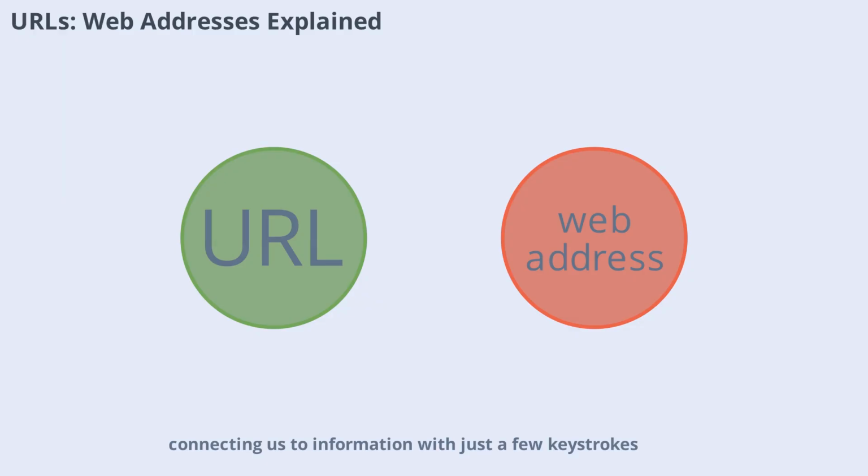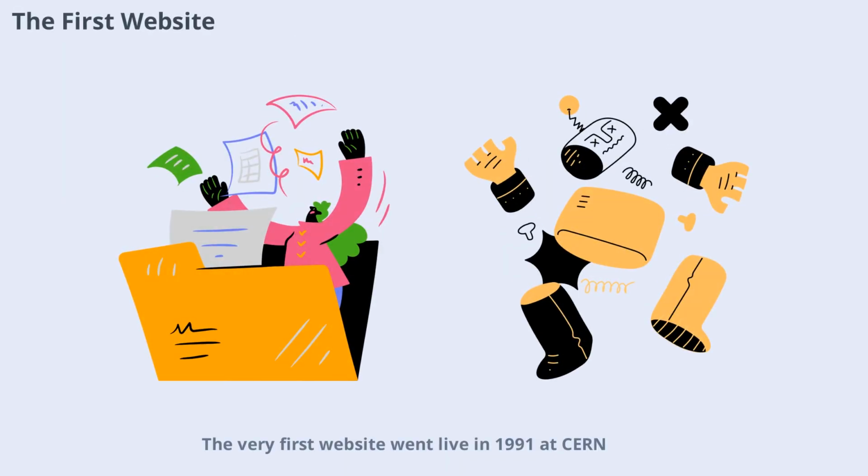The very first website went live in 1991 at CERN. It was a simple page explaining the basics of the World Wide Web and how to use it. This historic site marked the beginning of a new era in information sharing. Although basic by today's standards, it paved the way for the millions of websites that followed, each building on the foundation laid by this pioneering project.